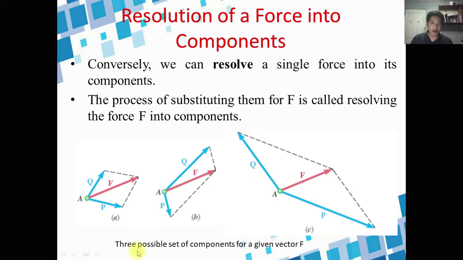In this example, we have three possible sets of components for a given vector F. For example, we have this F. This is the Y component. This is the X component. For this one, this is another set of components. If this is the axis followed by P and Q, that is the X and Y axis. But if it's not, if it's still straight here, then definitely that is still the X and Y component. So we have another set of components of a force, and then also this. We can always resolve that force into its components.